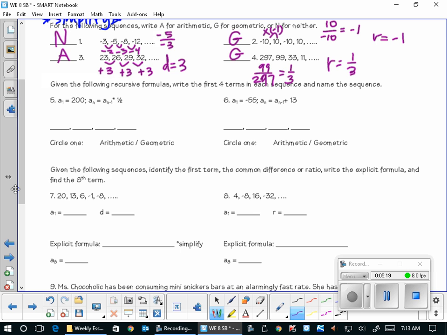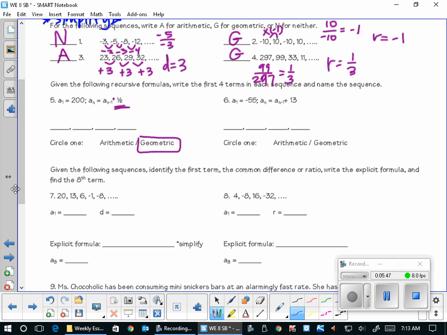Then numbers 5 and 6, it's giving us the recursive formulas, and it just wants us to write the first 4 terms in the sequence, and then name the sequence. We just have to decide is it arithmetic or geometric. So, number 5, well, I'm going to go ahead and decide if this is arithmetic or geometric. We can just look at this formula. Since we are multiplying by 1/2, multiplying by something means it's geometric.